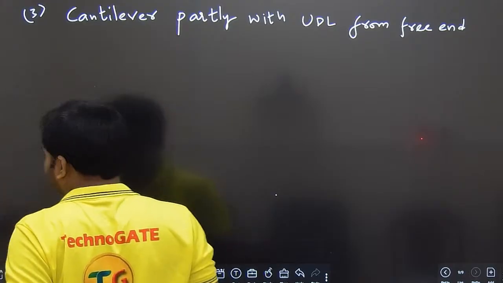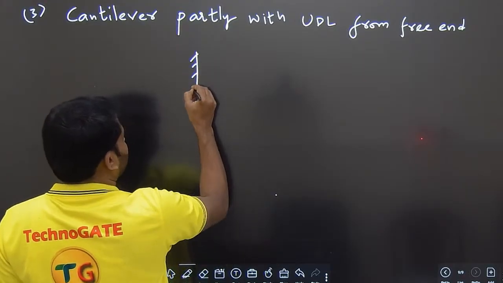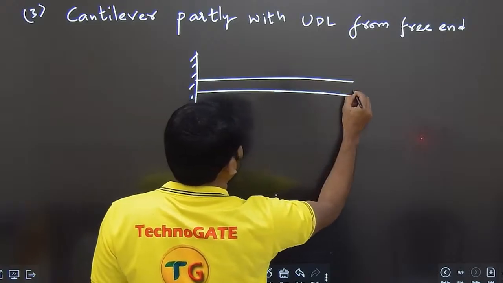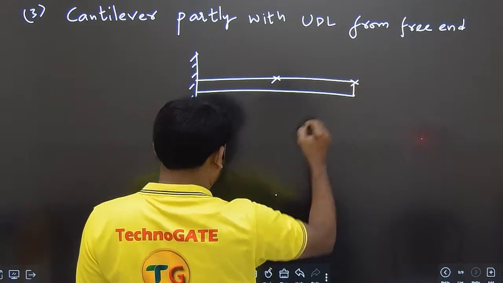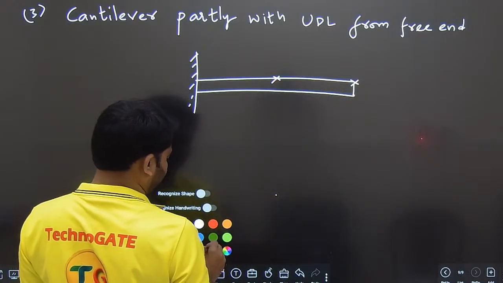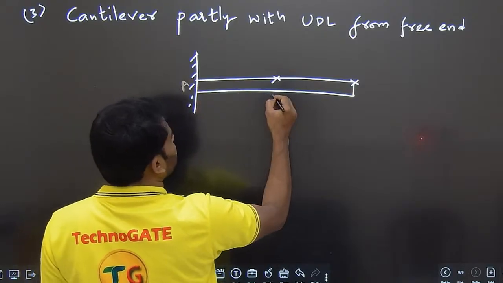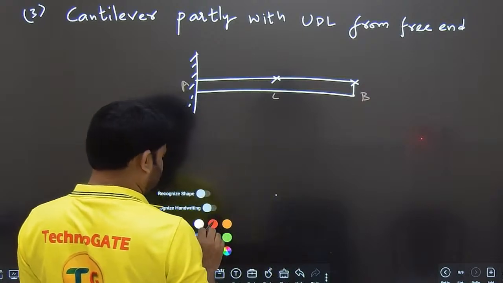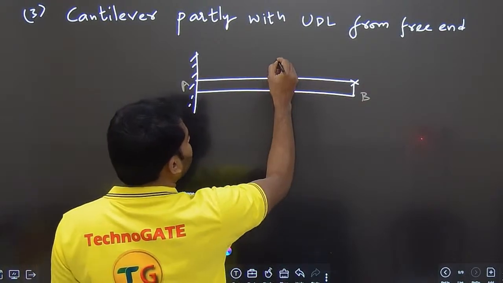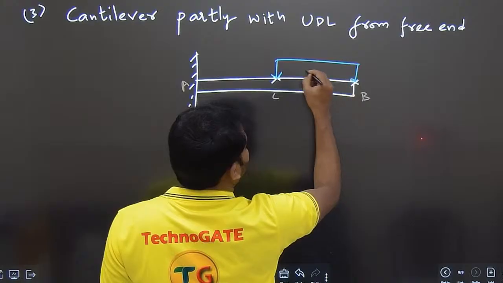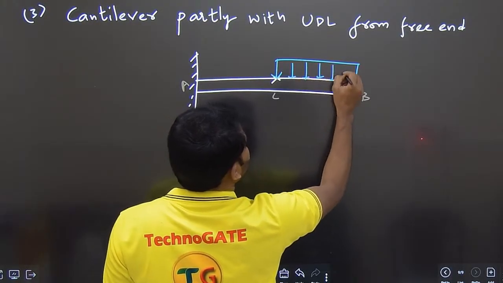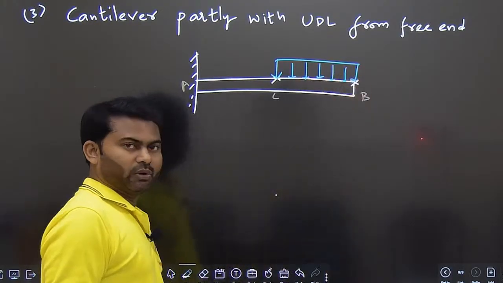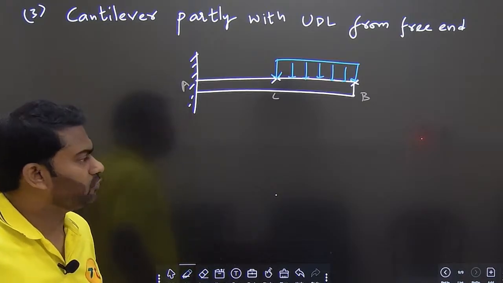If you take this case, the diagram is like this. This is the cantilever beam and the points are like this. This is A, this is C, and this is B. You see that the loading is actually there only from C to B.